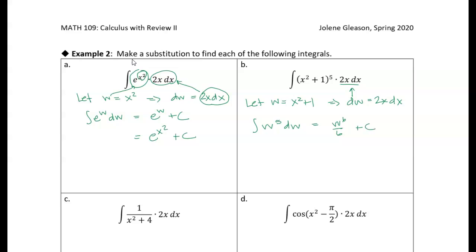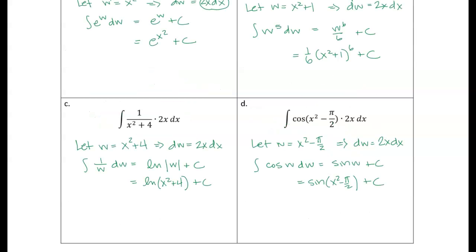And now we just have to resubstitute. So I'm going to turn this over 6 into 1/6. And then we have w to the 6th, and w was x squared plus 1, so (x squared plus 1) to the 6th plus c. So there's our antiderivative. Again, I'm going to pause and let you try these next two, and then you can come back and find the answers. Okay, so these are the answers you should have gotten for C and D, and I think it's fairly straightforward.